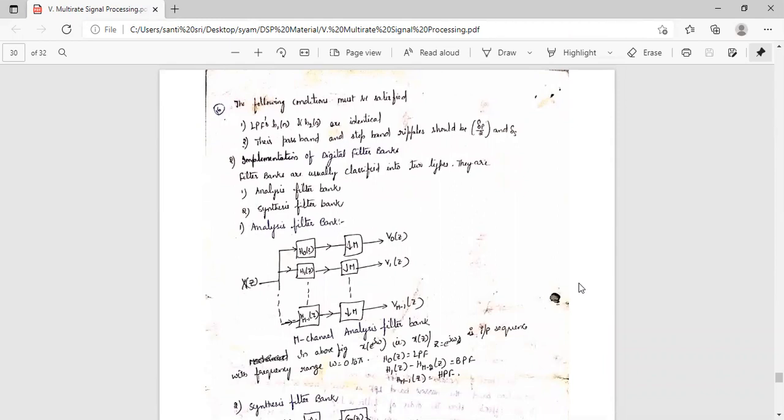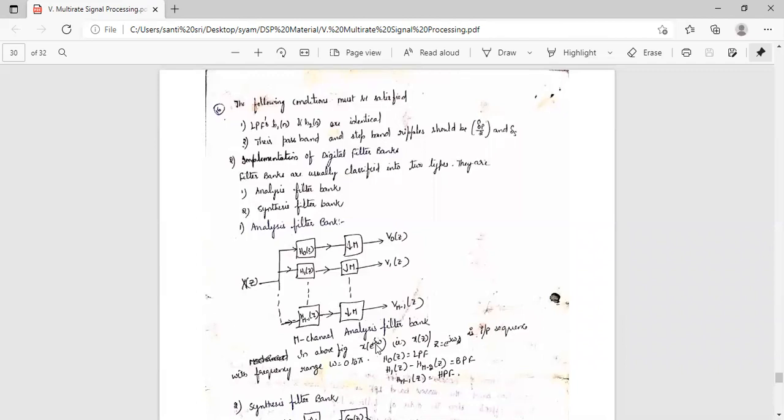If you take an M channel analysis filter bank, it can be drawn like this: the input X(n), the filters H0, H1, up to H(M-1), each followed by a downsampler. It will give outputs V0, V1, up to V(M-1). So this is the M channel analysis filter bank.